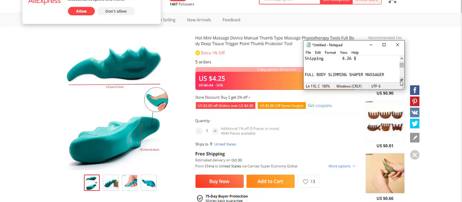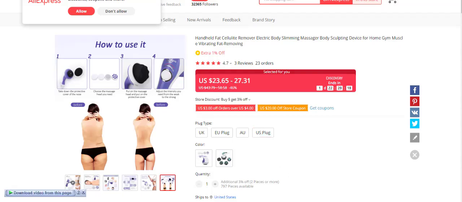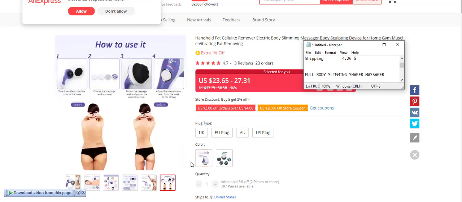The next product that we have is full body slimming shaper massage. This product is something you need, so it's kind of like that. It has 3 reviews, which is very low, and 23 orders, which is low, below the 100 orders mark and the 100 reviews mark that I usually talk about, that they need to be above, so we can decide if we want to resell this product or not.